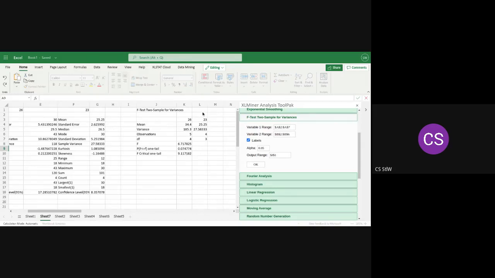So I know probably if you are late or something, just go to your insert. You will find office add-ins. Click on it. Once you click on it, it will take you to a store. Look for XLMiner analysis toolpack. And then you shall be able to click on add, and then it shall be added to your Excel. So I hope that helps you out, Christopher.